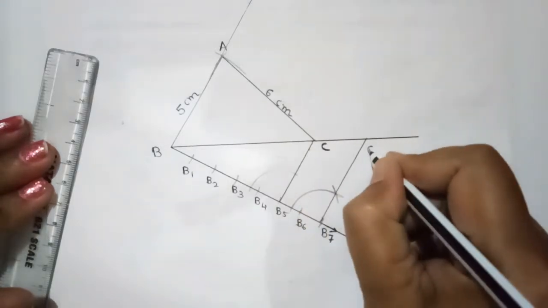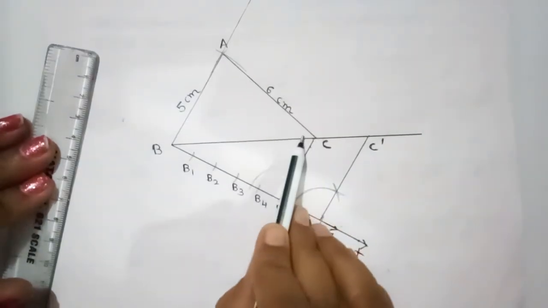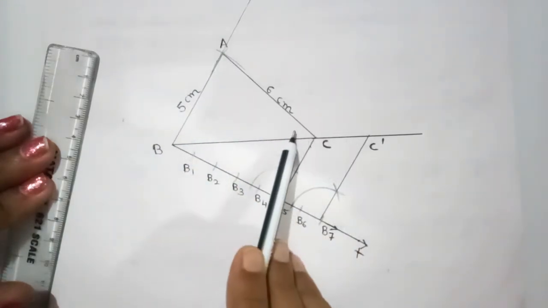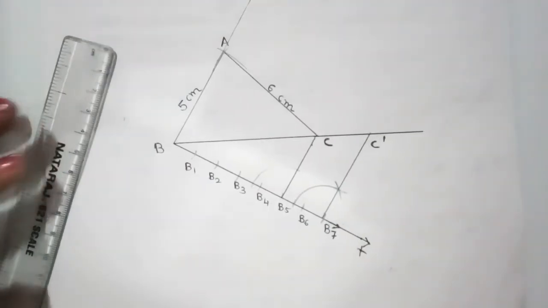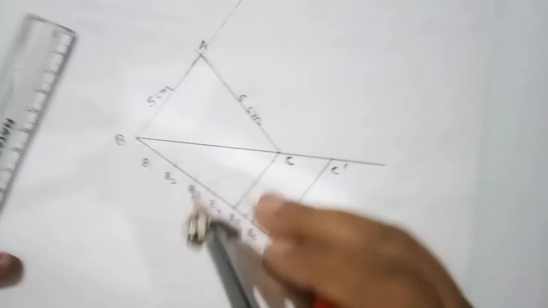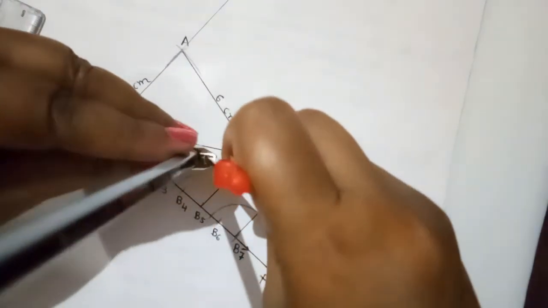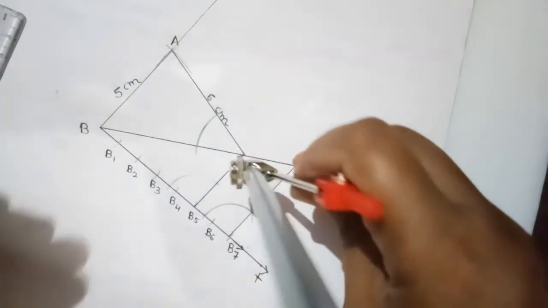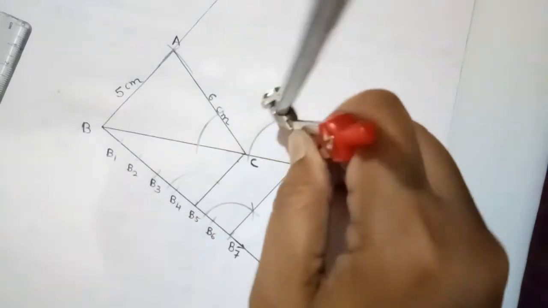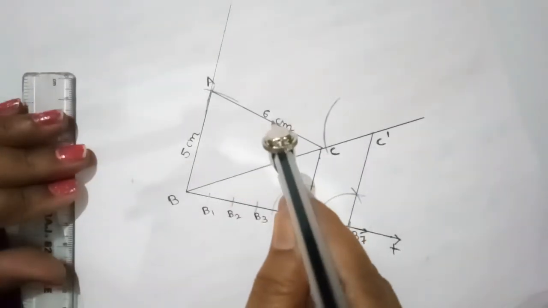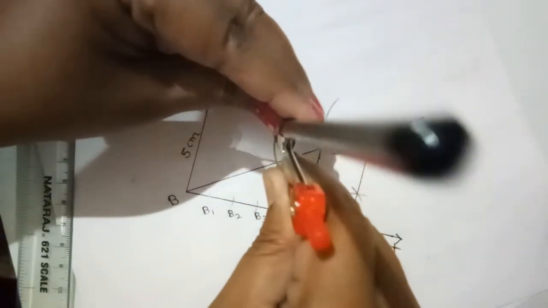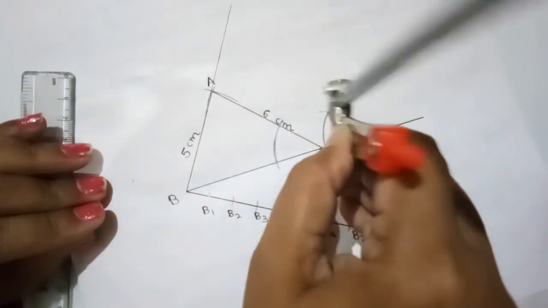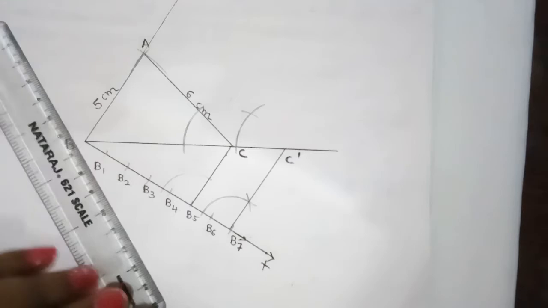As this is C, give this as C dash. Now whatever angle is here at C, that means ACB angle, we will construct the same measurement at C dash. So again the same procedure to draw a congruent angle. Take any measurement, give an arc. Don't change it, from C dash with the same size give an arc. Now take this measurement from C till where it intersects AC. Keep your needle here. Give an arc. Now join this arc with C dash.